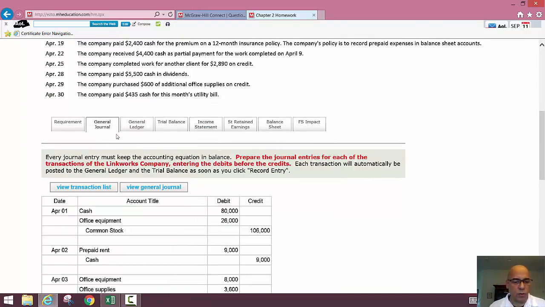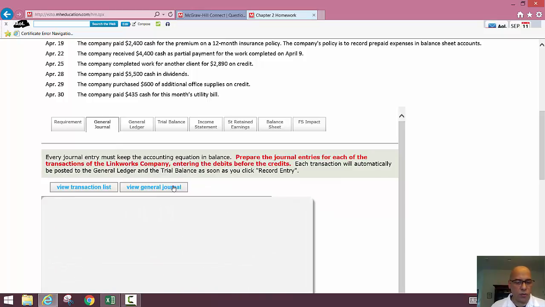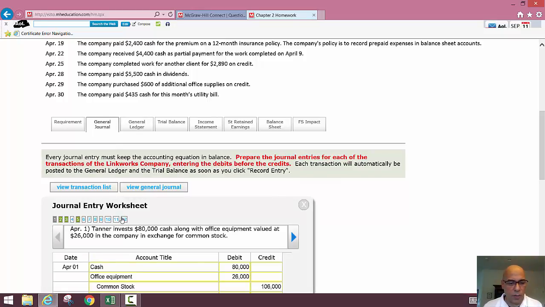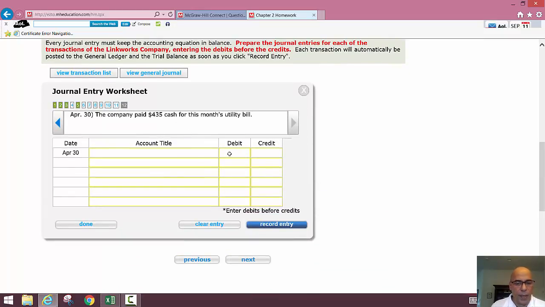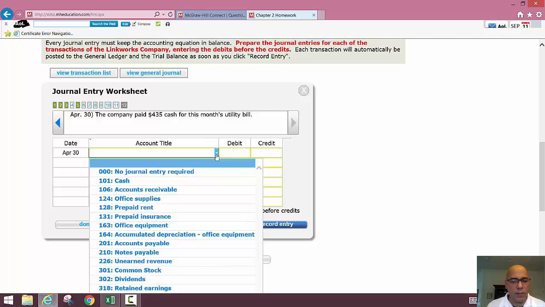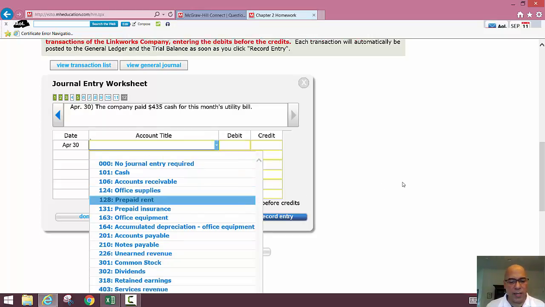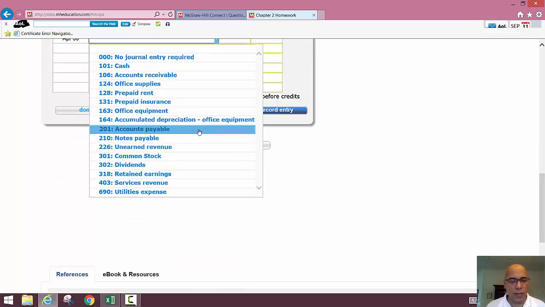I'm going to start at the general journal. I'm going to view the general journal, right? I'm going to go all the way to that last journal entry, which was the April 30th, pay the light bill. Since I am paying a bill, that is going to be an expense. When I pay this bill, since I'm paying cash for it, it is going to be an expense. Maybe my expenses are a little further down.